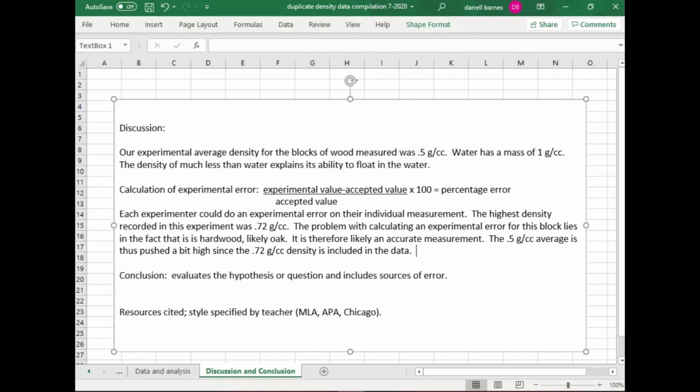Conclusion. Evaluate the hypothesis or question and include sources of error. This right here actually kind of fits in conclusion, doesn't it? So does this. Our experimental average for the blocks of wood measured was 0.5, and water has the density of much less, which explains its ability to float in the water.